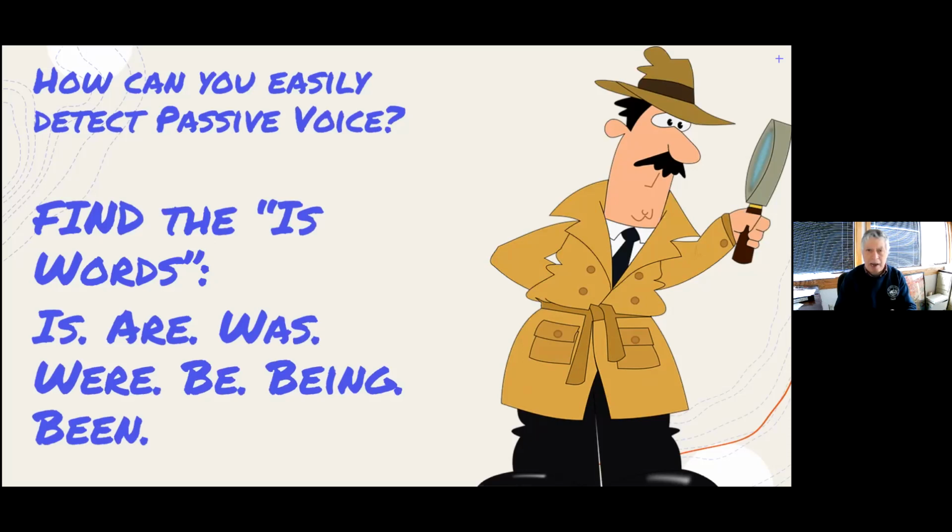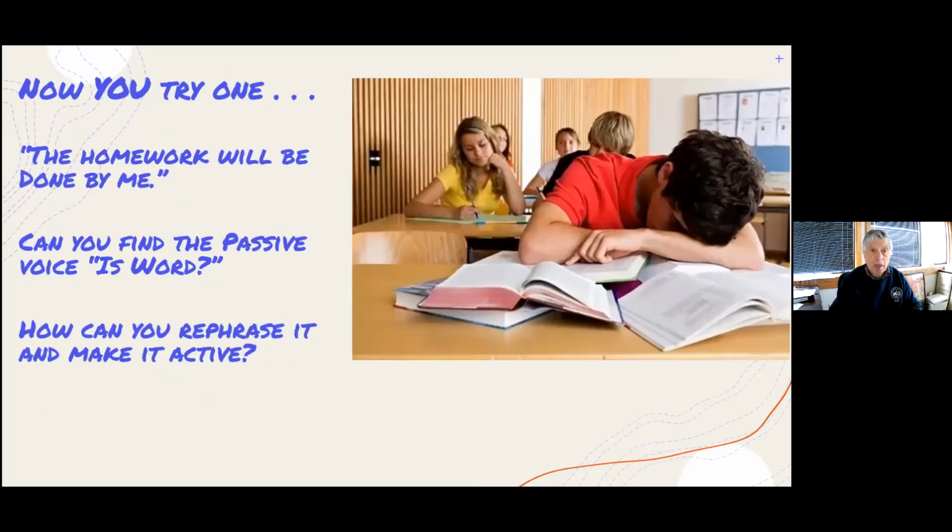They just jump out at you on the page and you say, ooh, that's passive voice. I need to rework that. I need to rearrange it. So you go ahead and try one. The homework will be done by me. All right. Where's the passive voice? Where's the is word? Will be done by me. Is, are, was, were, be, being, been. What's the is word? Be. All right, that's the passive voice.